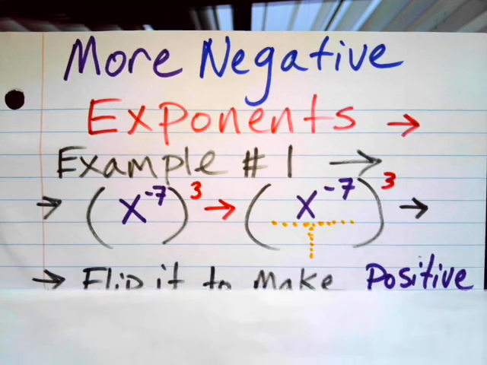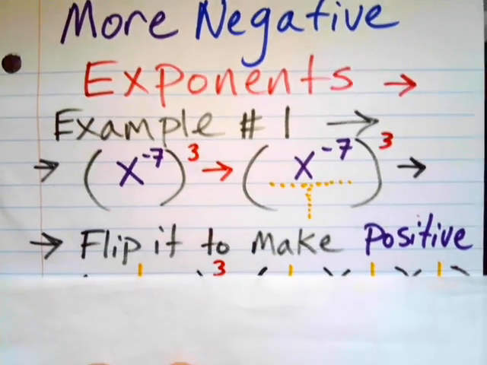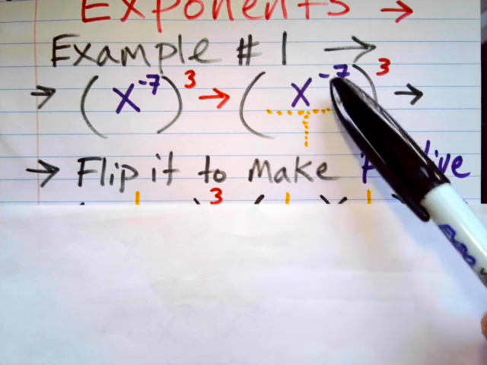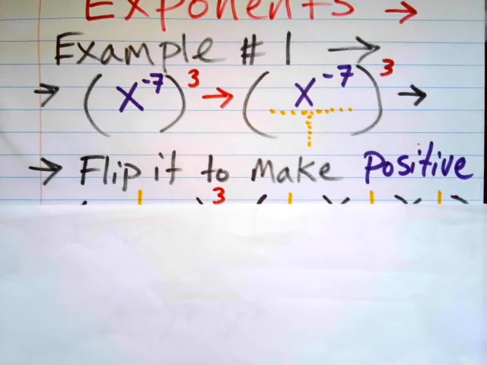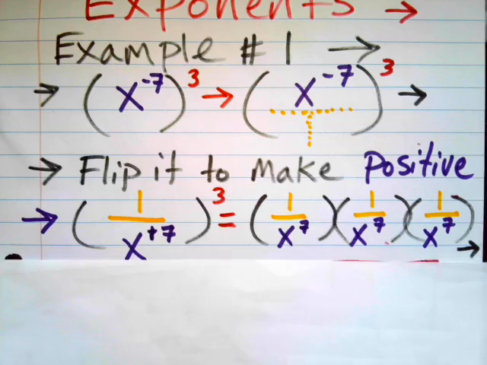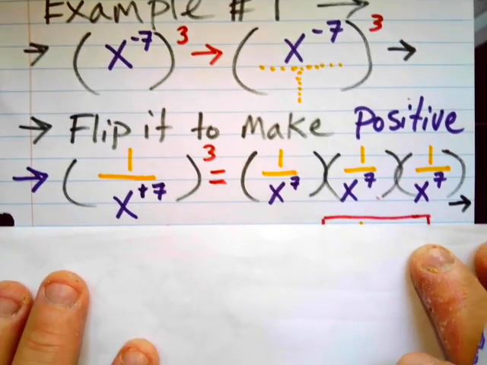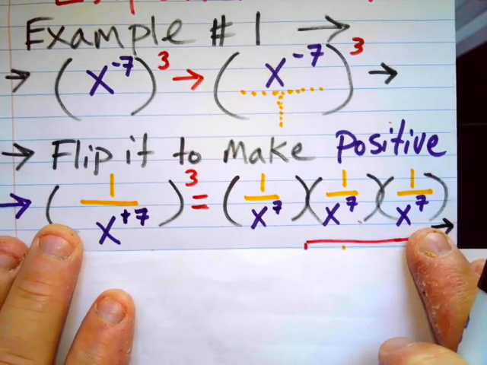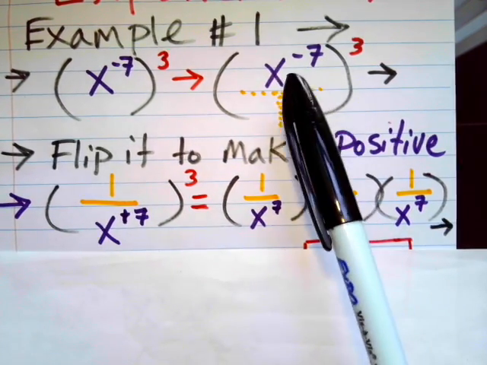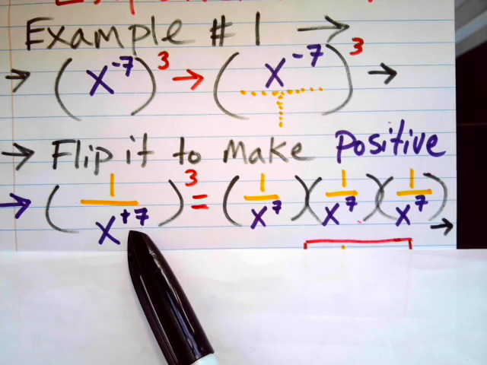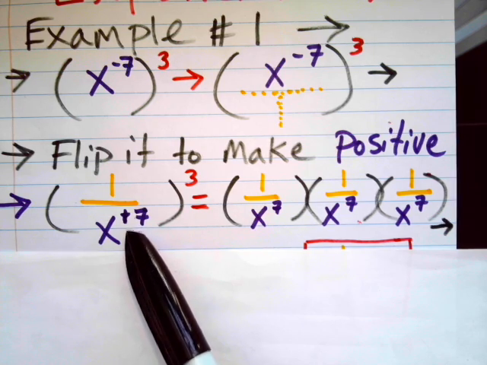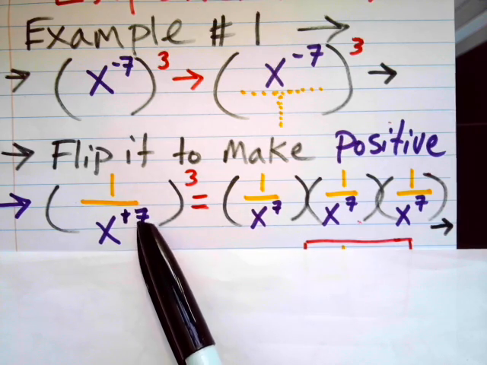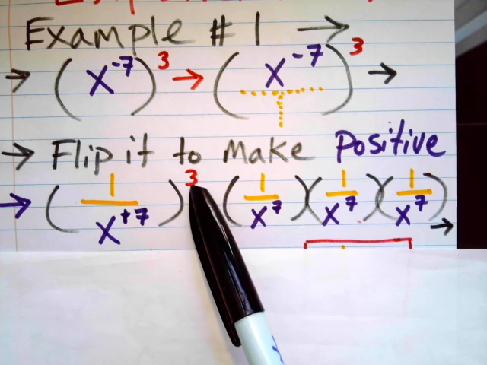And so let's go ahead and take a look. We want to flip that term. 1 will be on top. x to the negative 7 is going to be on the bottom. And what does that do? That makes that negative exponential power that we started with. Let me show you that here. That negative 7 now becomes a positive 7. Okay, flip it to make it positive. Now this is 1 over x to the 7th power raised to the power of 3.